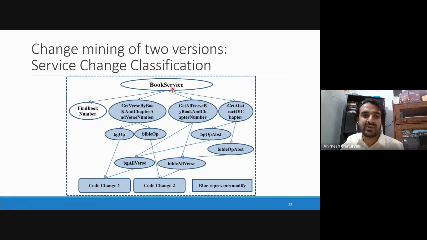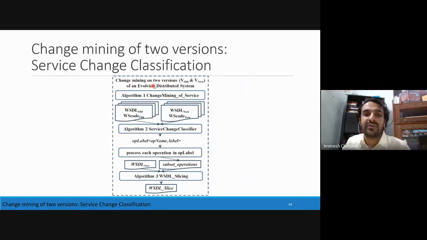Similarly, a book service was also developed by us, and these are the three different operations that were added and modified. These three were modified, which is why they are represented in blue, representing modification.